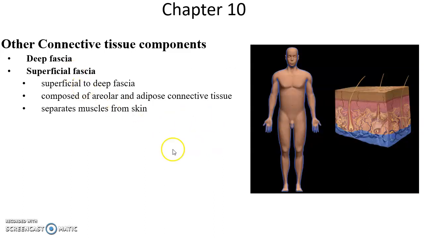And then we have the superficial fascia. This is a layer of areolar and adipose connective tissue that helps to connect the skin to the muscles. Yes, that means it's also known as the subcutaneous layer or the hypodermis. So it is part of the integumentary system, but it is important to keep the skin attached to underlying structures, which then lead to the muscles.